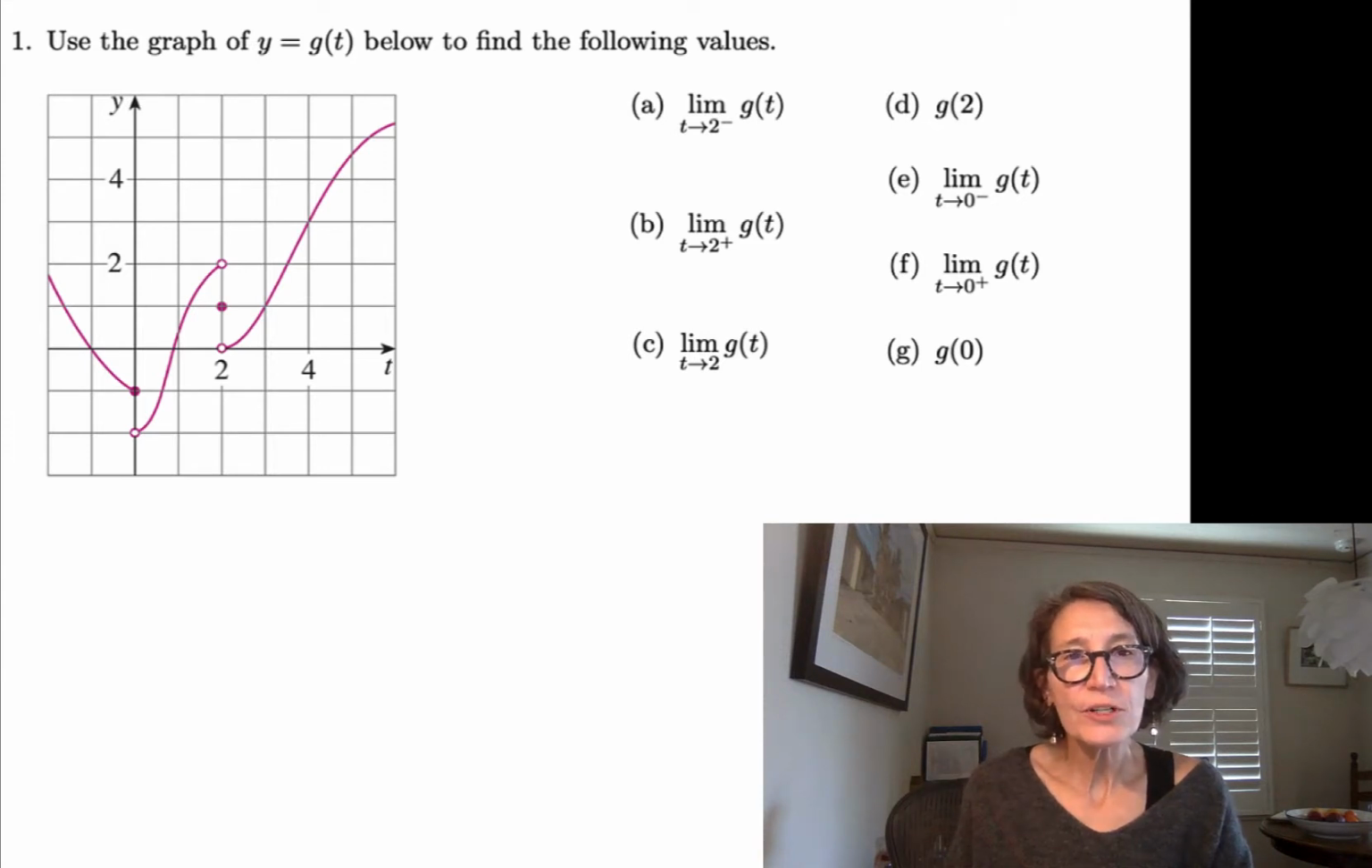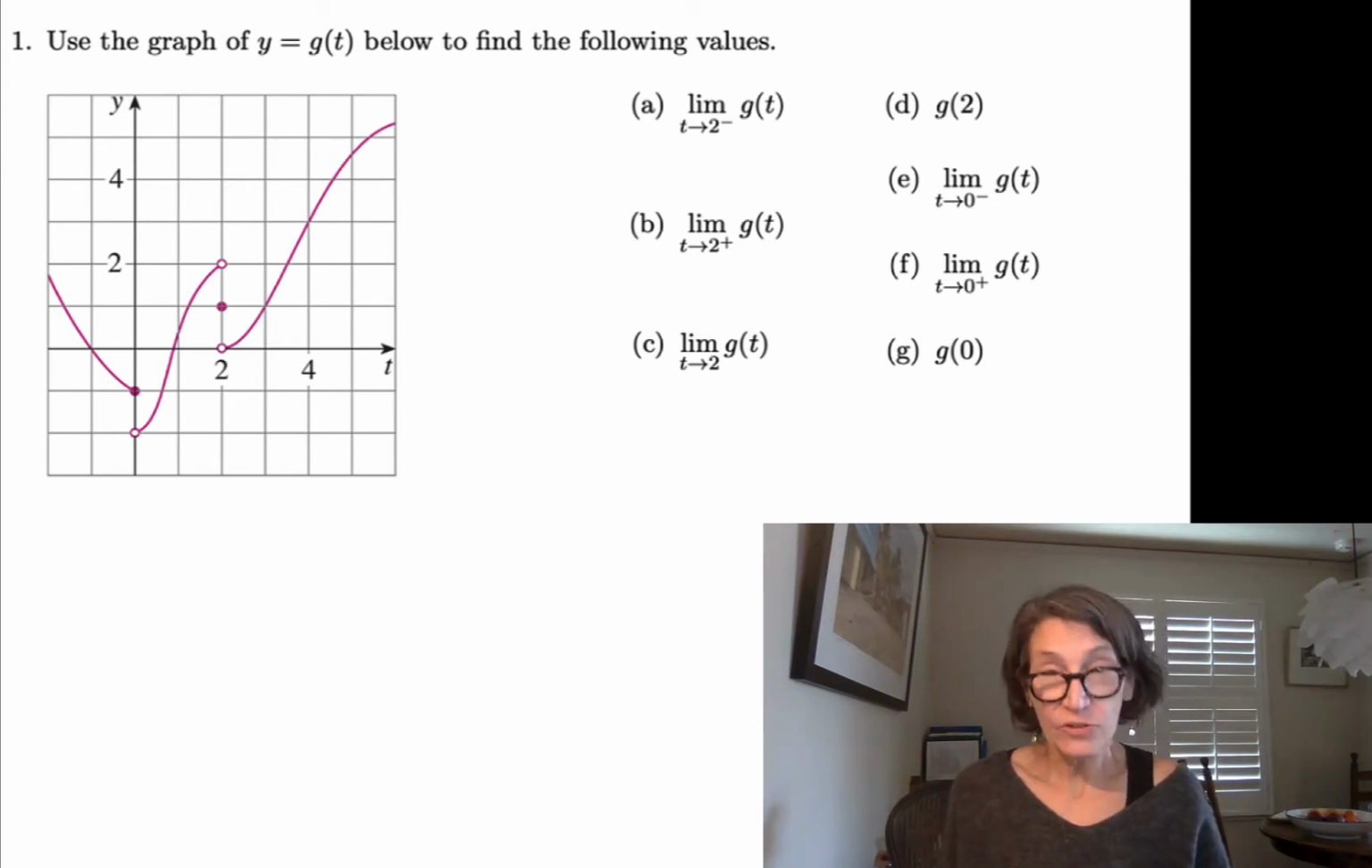In this video, we're going to use the graph of a function to find limits. Some of the limits we're looking for are going to be one-sided limits, and some are going to be two-sided limits. So here's a graph of y equals g of t, and in part A, we're looking for the limit as t approaches 2 from the left of g of t.